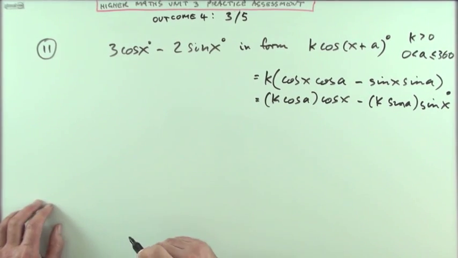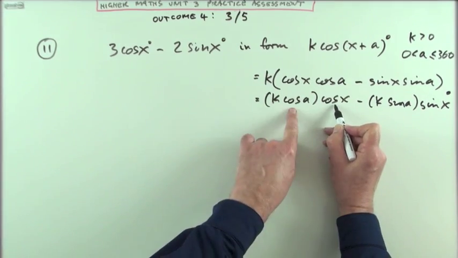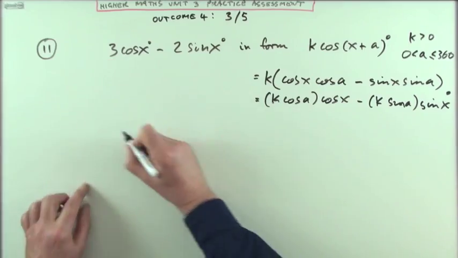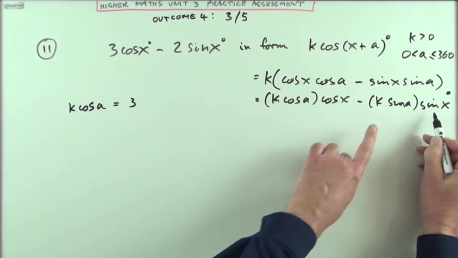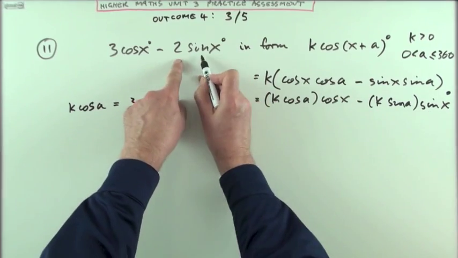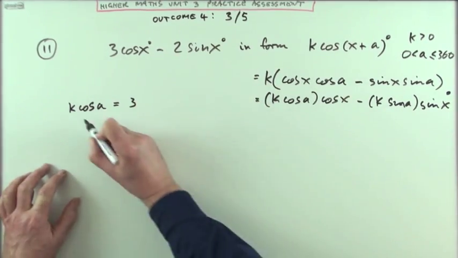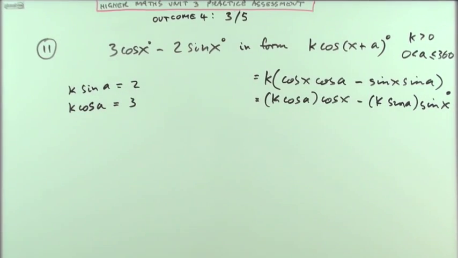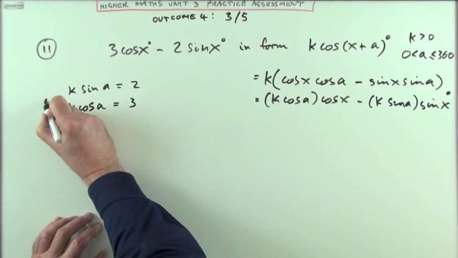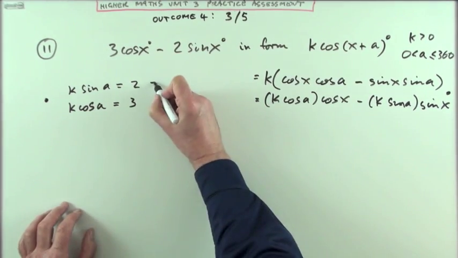Now the second mark would be, what are the coefficients? Well, the coefficient of the cos term must be a 3, so that k cos a must equal 3, and the coefficient of the sin term must be this 2. Notice it's a negative of this and a negative of that. That means that k sin a just equals a positive 2. Now that's the second mark for equating the coefficients.